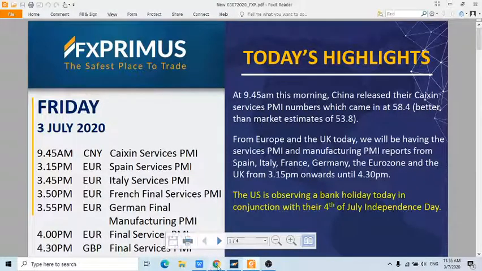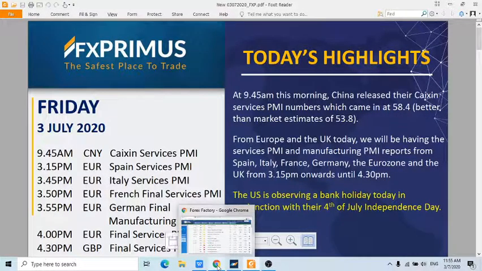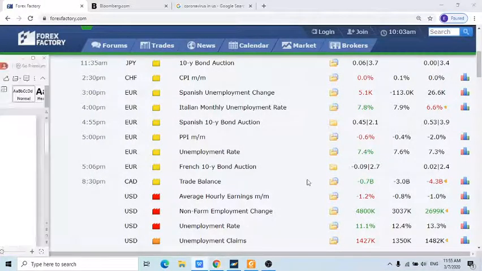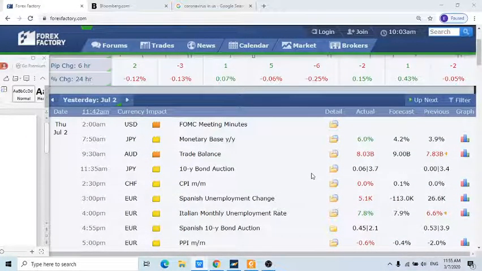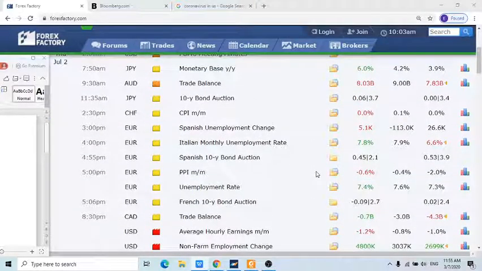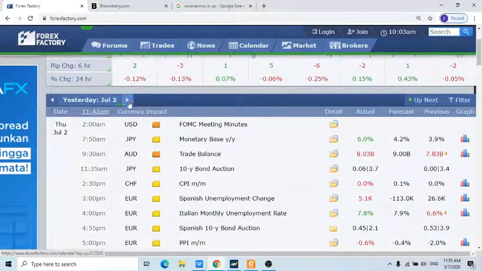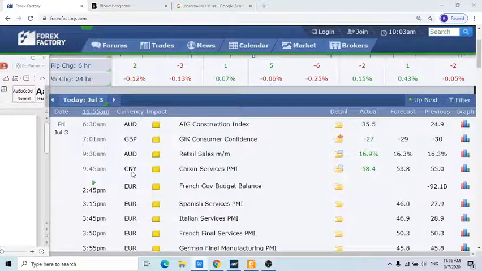For those who are new, I usually refer to a website called Forex Factory to understand the latest economic events coming up and the actual results that were announced. For example, for the Caixin data this morning, as we can see, Friday, July the 3rd, 9:45 a.m., which was just about 2 hours ago. Currently I am based in Singapore and Malaysia, and it is now 11:55 a.m. So about 2 hours ago, the data was released, coming in at 58.4.